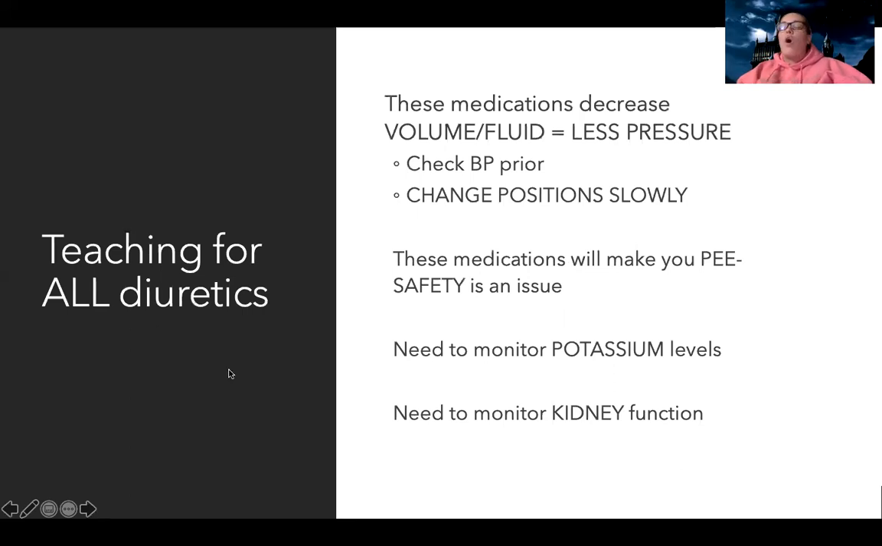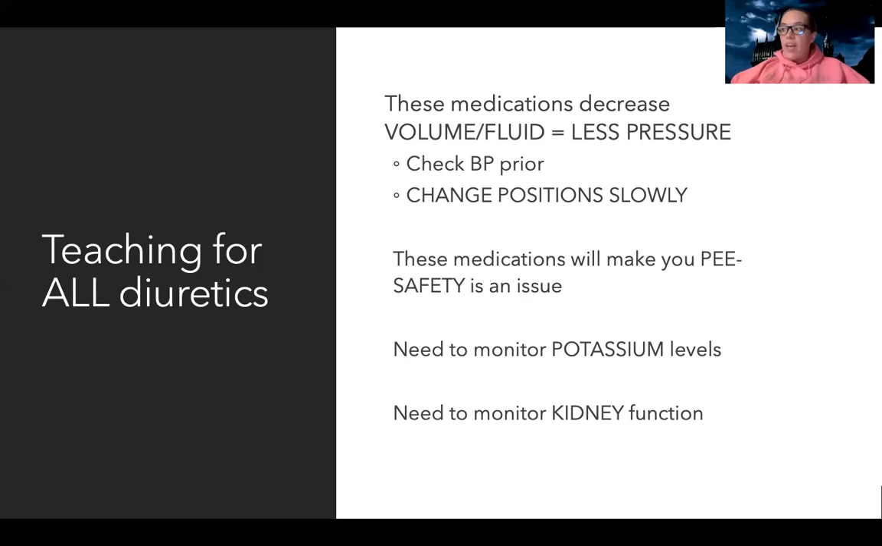So some teaching for all diuretics. These medications decrease volume and fluid, which means less pressure, which means I need to check the patient's blood pressure prior. Now you're not going to see this done by most nurses because most nurses don't think about, hey, I'm giving this diuretic and it's going to decrease the patient's blood pressure, because a lot of times diuretics can be given for other reasons. We're going to talk about how it's given for heart failure too, but checking a blood pressure is always a very important thing to do, because their blood pressure can significantly decrease after taking this medication.